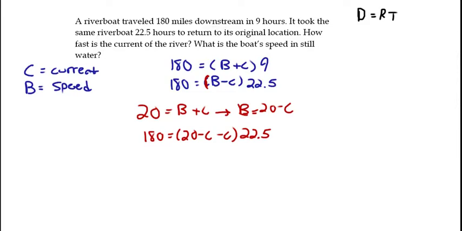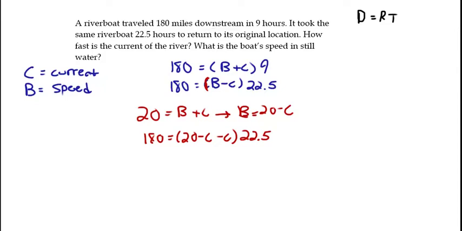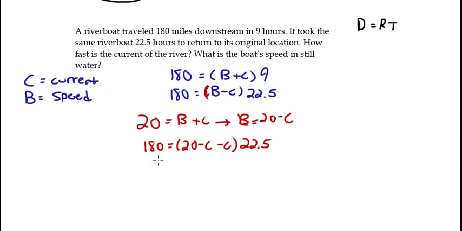So let's do a little simplification. Again, I like to use the division rule because we can get rid of this 22.5. It might not seem obvious at first, but if you double 22.5, that becomes 45. If you double that, that becomes 90. And we know there's two 90s in 180. So if we divide both sides by 22.5, we should get 8 is equal to, and if you simplify what's in here, we get 20 minus 2c.